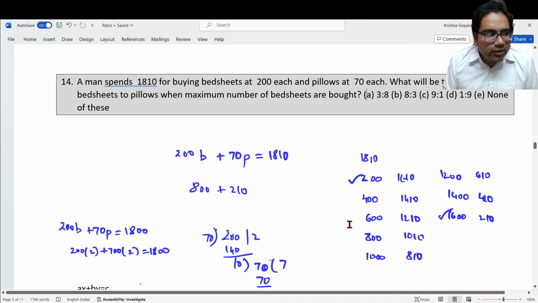So we cannot have any combination that we want. We can have only two combinations in this case. For example, this person wants to buy two bed sheets, it is not possible because if he spends 1410, this 70 will not divide 1410, right? So 400 is not possible, 600 not possible, 800 not possible, 5 bed sheets not possible, 6 not possible, 7 not possible, 8 is possible, right?